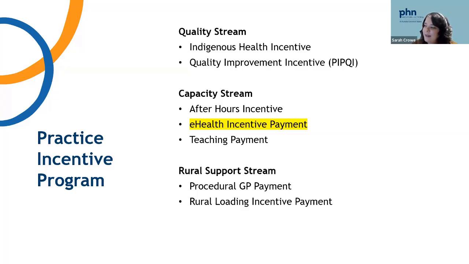So you'll see on the screen there's 3 different streams of practice incentive payments. Most practices are registered for a lot of these. So obviously these Indigenous health incentive is all about providing quality care to people who are Aboriginal or Torres Strait Islander. There's the PIP-QI. I'm not going to go into detail about that today, but that's about doing continuous quality improvement as a practice. So you get incentivized as a practice for that. There's an after-hours incentive if you're going to provide after-hours care. Obviously, there's the e-health incentive payment, and it's highlighted because that's what I'd like to talk to you all about today.